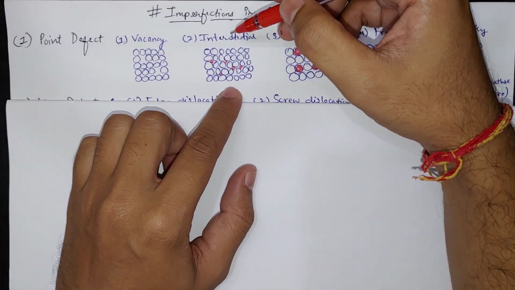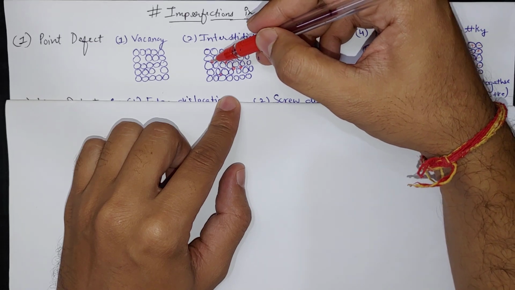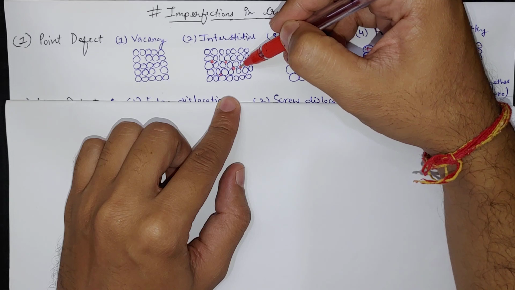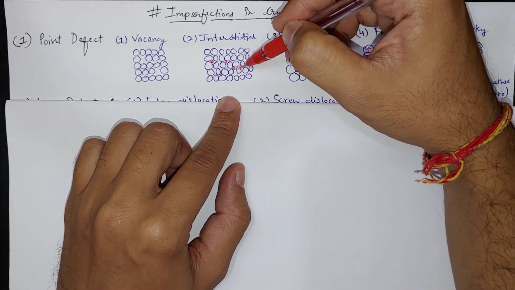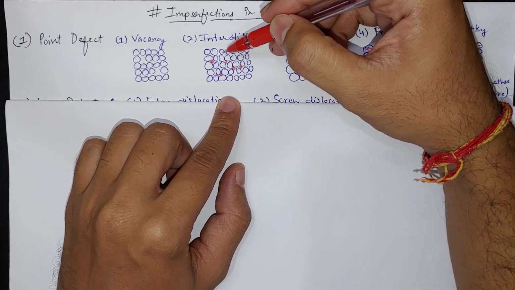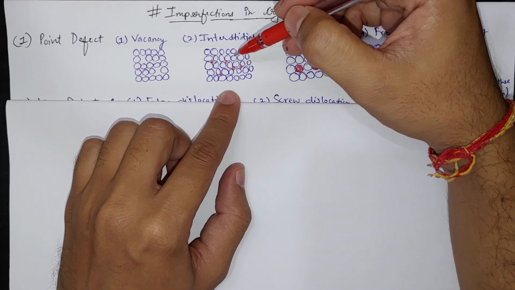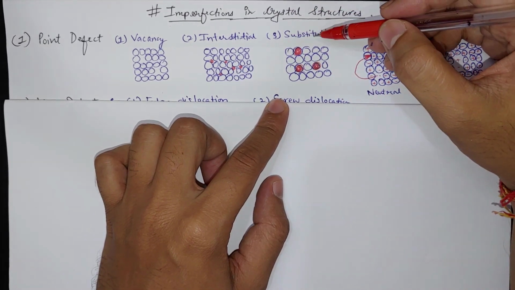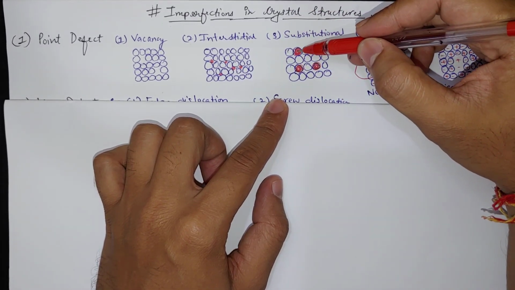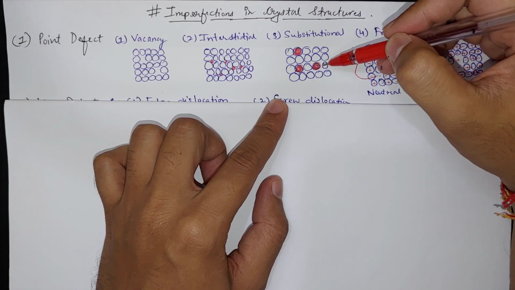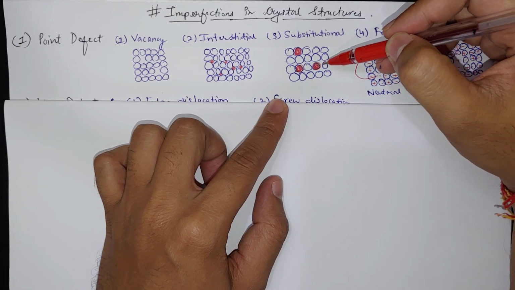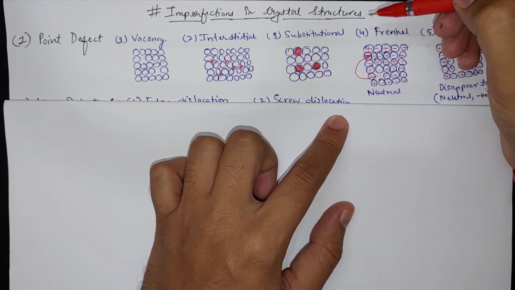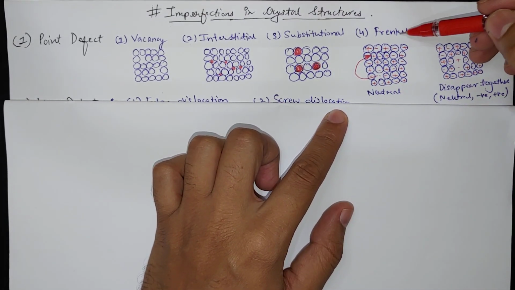In interstitial defect, there will be some particle of different material or the same material at the interstitial location between the atoms. So this is called interstitial defect. In substitutional, the location of the atom will be replaced by some other atoms of different material, and the rest two are the Frenkel and Schottky.